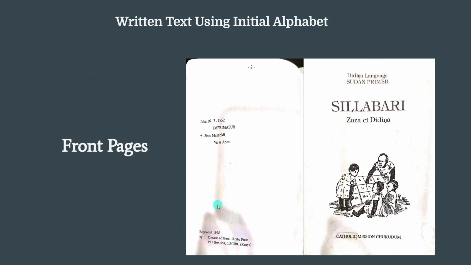So let me give you an example of what the first text looked like. I took a screenshot of this to demonstrate when the first written text was made available to Didinga people. If you look at the date around here, the first missionary who arrived in Didinga land, in Chukudum in particular, was Father Sisto Mazzoldi. Father Sisto Mazzoldi was the first of the missionaries to come up with the idea of having the language written. You can see here it's been modified over time, and I think this has been reprinted again, and it was the Catholic Mission Chukudum.